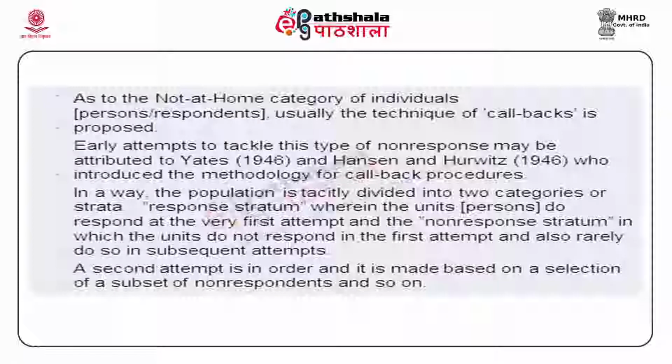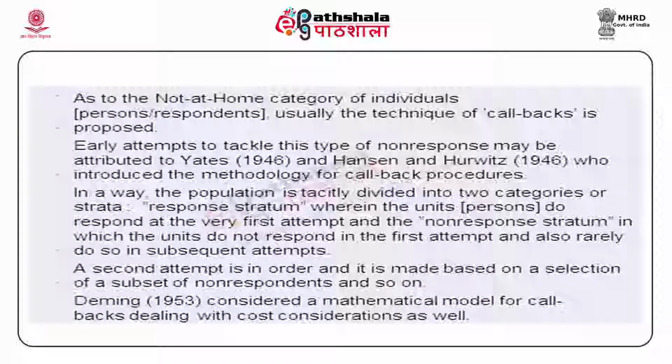A second attempt is in order and it is made based on a selection of a subset of the non-respondents. The first time you go, there are certain non-respondents, you make a subset selection, make a second attempt and so on. Deming considered a mathematical model for callbacks dealing with cost consideration as well. You see, all these are 60, 70, 80 years old studies.